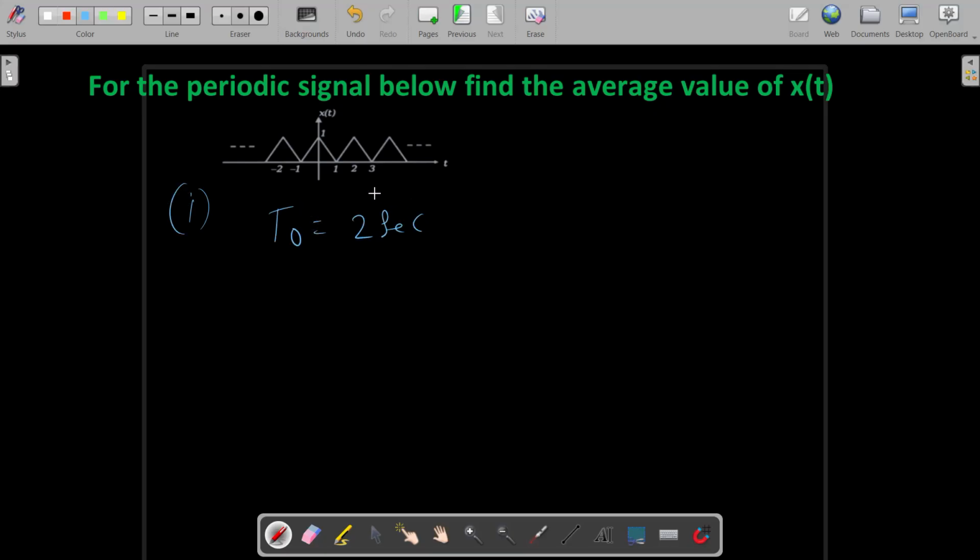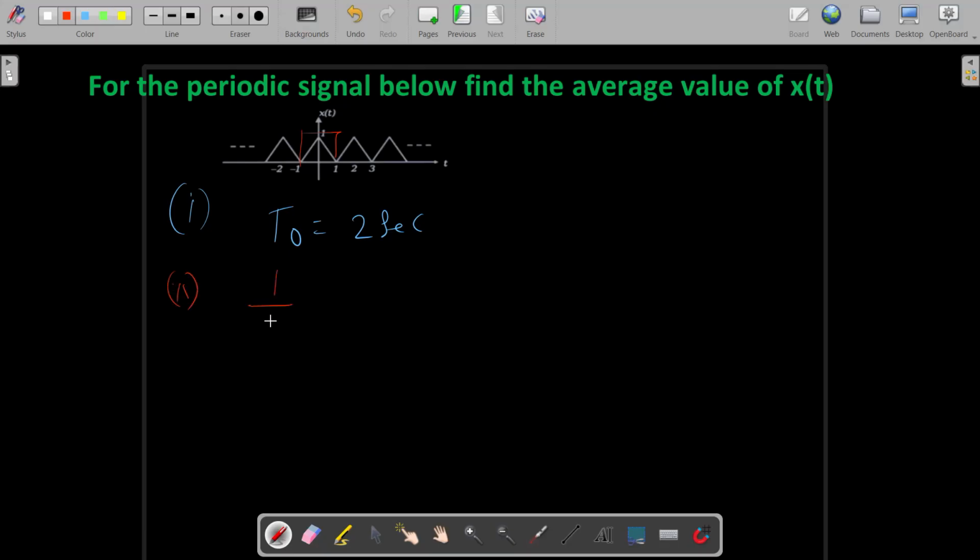This is the first immediate observation because this is the portion that repeats for every 2 seconds. After 2 seconds, one more time this will repeat, right? So based on this, one can say by inspection, t naught is 2 seconds. So that is the first point. The second is, now apply the formula and get the average value.